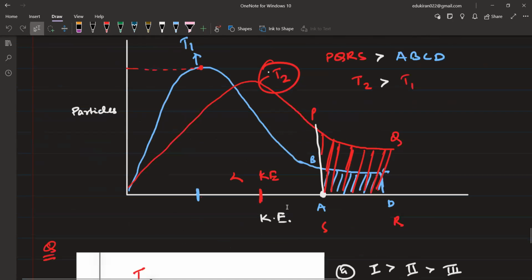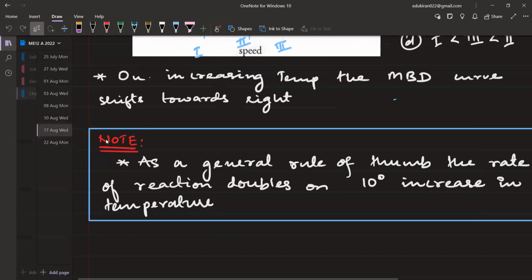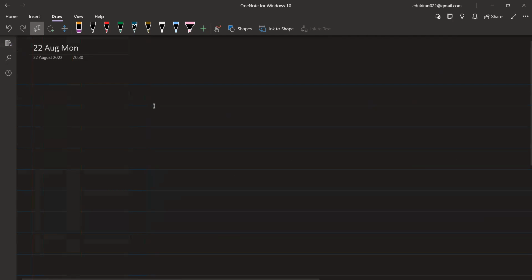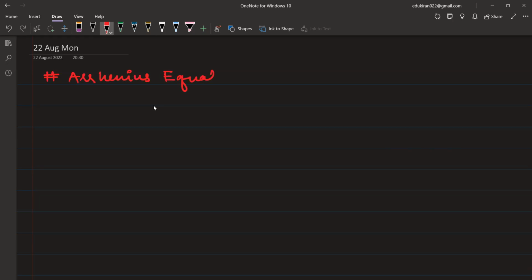Now we are going to look at the equation that determines the rate of reaction and how it depends on temperature. For that, you will write the Arrhenius equation. Please write this with me.